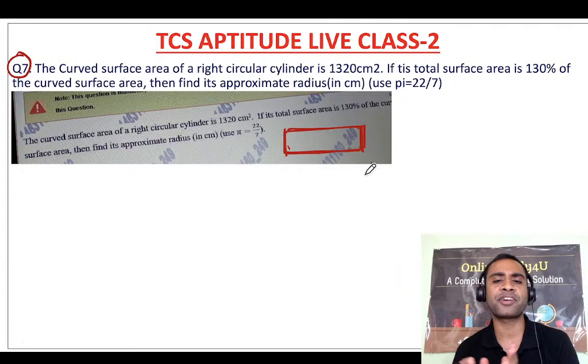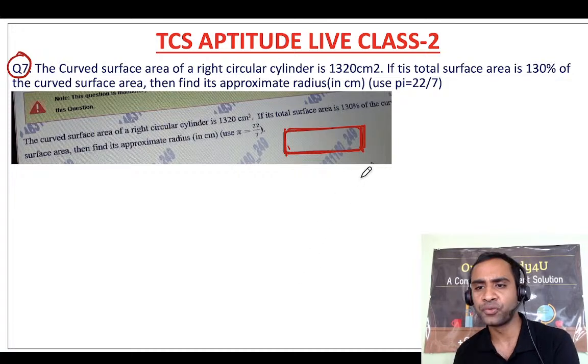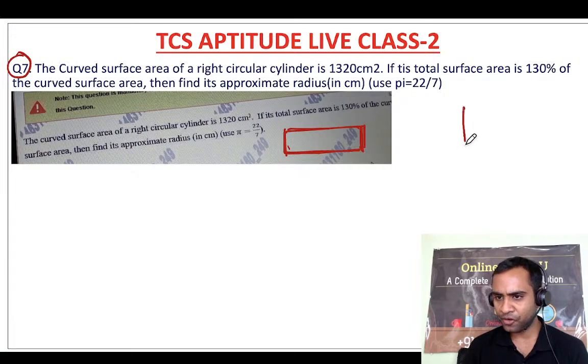The curved surface area of a right circular cylinder is 1320 centimeter square. Now if you would have seen the cylinder, basically your cylinder looks like this.